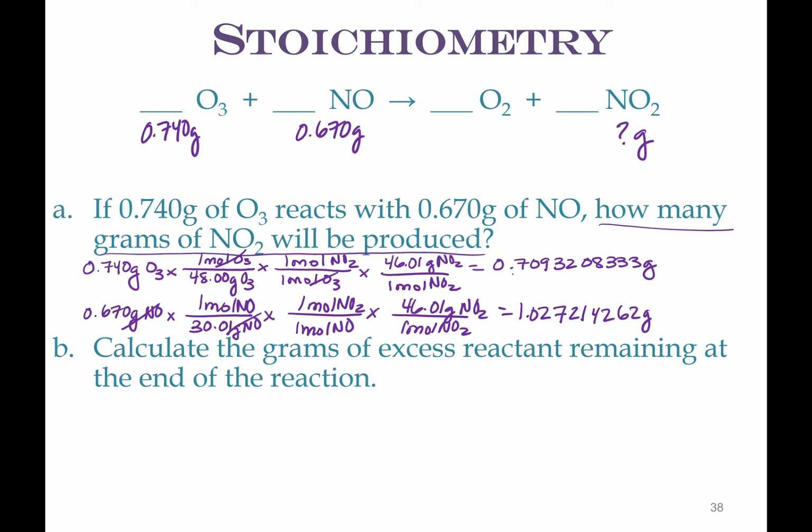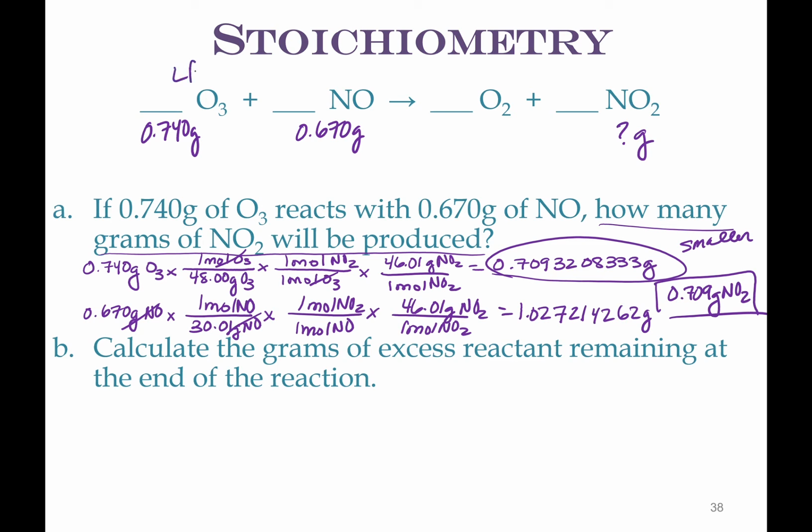This is our limiting one because it's smaller. After we produce 0.709 grams of NO2, once those are produced, we run out of that material. So we run out of ozone. This is our limiting reactant. This will be our excess reactant. And we can't make any more product.